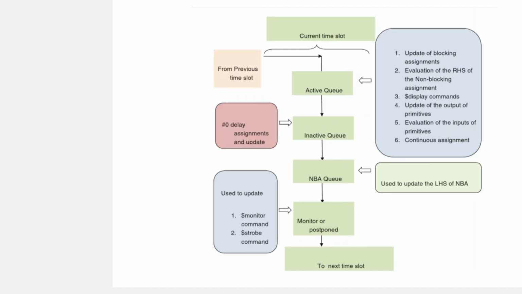So here is a somewhat simplified Verilog timing region diagram, and in a given time slot, these are all the regions which execute one by one. For the blocking assignment, the evaluation and the assignment is done immediately in the active region. It doesn't wait for another region. Whereas in the case of non-blocking assignment, the evaluation of the RHS is done in the active region, and the assignment is done here in the non-blocking assignment region. So that's why it waits for the next region for the assignment to be updated.